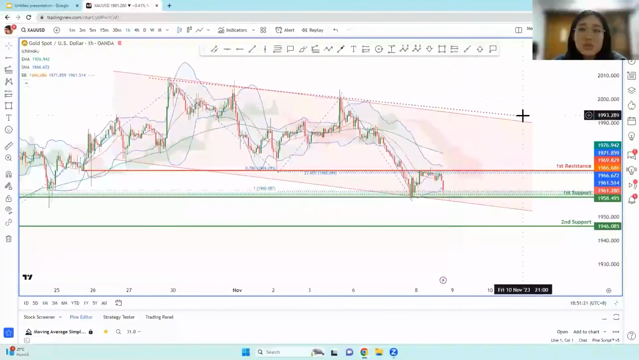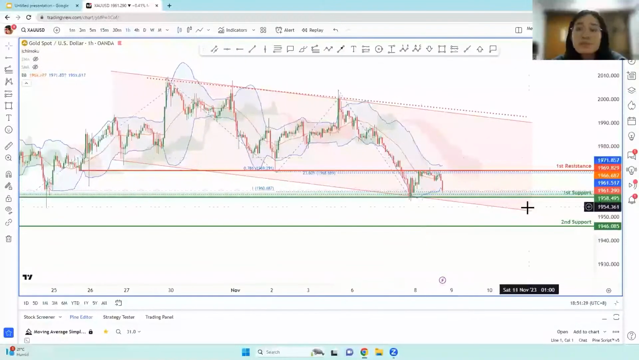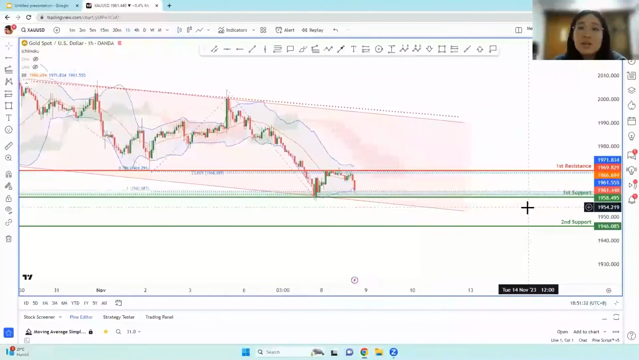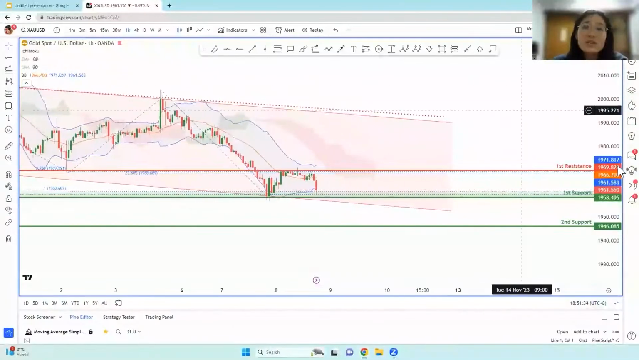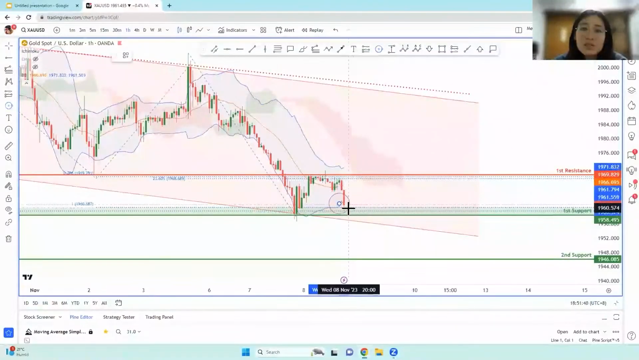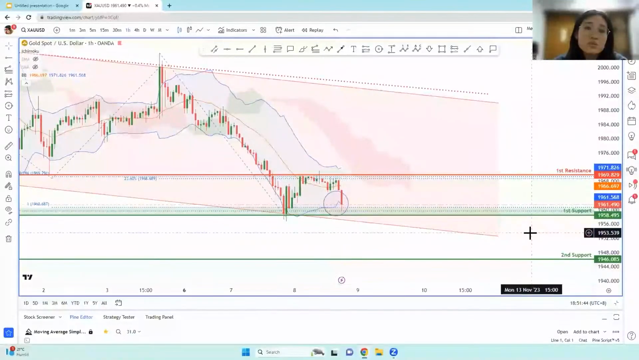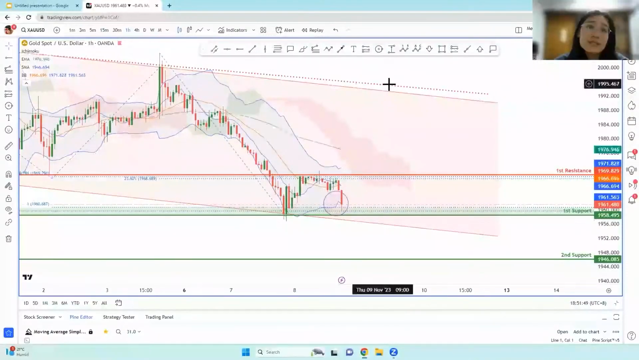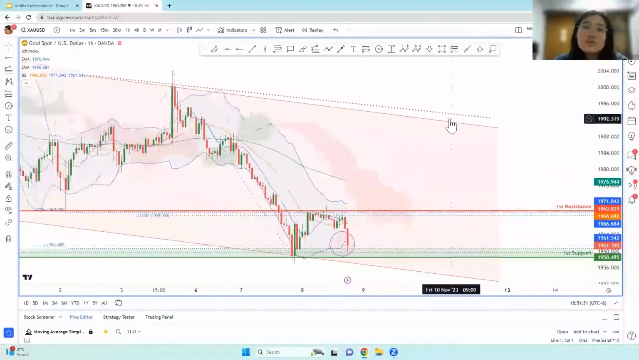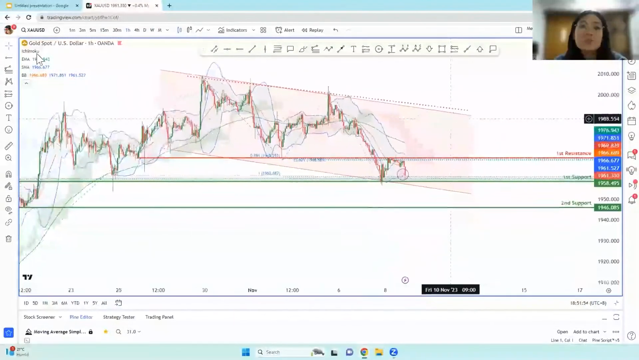Maybe let's look at Bollinger Bands as well. On our Bollinger Band, you can see price, let me make it bigger. You can see price pushing below the lower band of our Bollinger channel, which is also a bearish signal. So we could see prices continue to drop here.